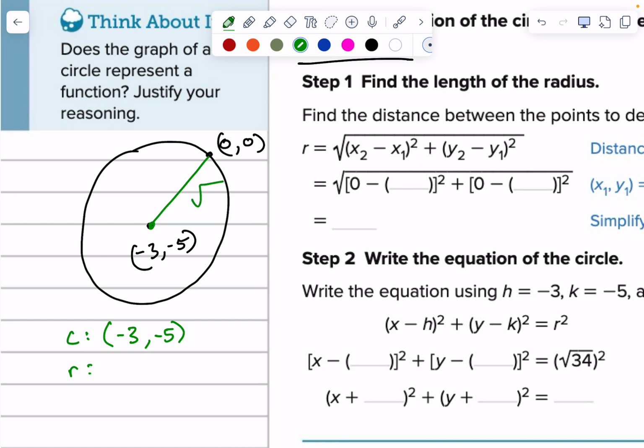I need to do what to find the radius? The distance formula. Okay, here's the distance formula. So, if I take negative 3 and 0, how far apart are they? 3. Negative 5 and 0 are 5. Okay, 3 squared is 9. 5 squared is 25, which makes that thing 34. And so the radius is the square root of 34. Now, don't grab your calculator. You're going to leave the radius as the square root of 34 and don't put it as a decimal, and I'll show you why here in a second.